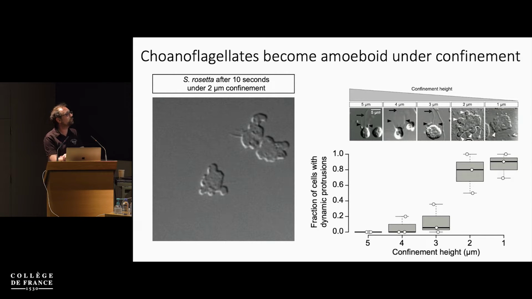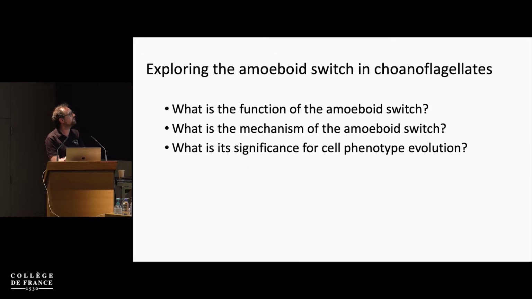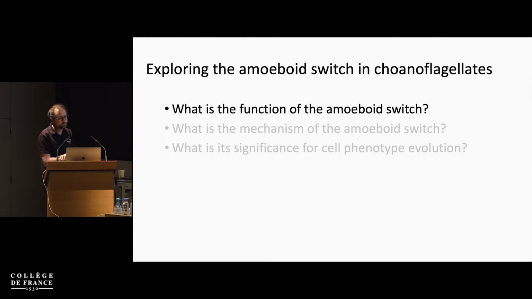So if you confine below 3 microns, so more or less slightly under the order of magnitude of the size of the cell body, so enough to significantly deform it, then the choano starts extending blebs and starts switching to this amoeboid phenotype. So this observation raised 3 questions. The first one was, okay, why do they do that? Does it have a function? What is the mechanism? How do they respond to confinement? And then, does it mean anything for cell phenotype evolution? If you think about these Mechnikov-like scenarios, do we need to amend them based on those observations?